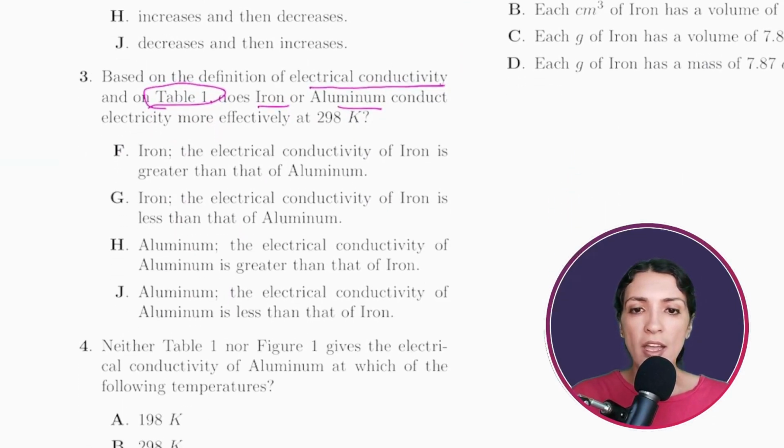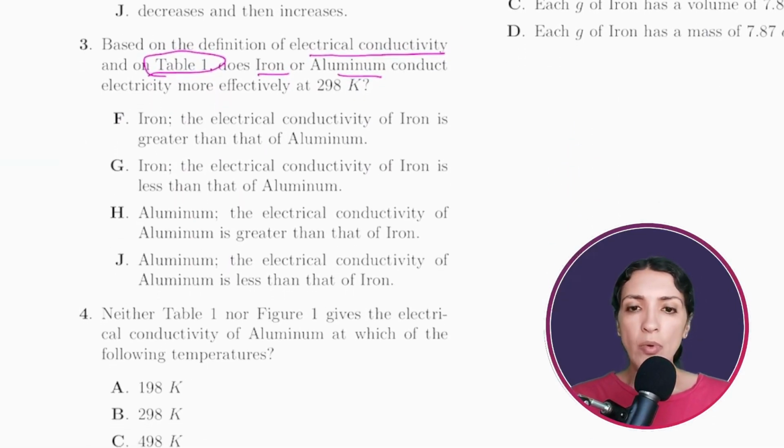Going back to the answer choices, we see that choice F and J have the wrong facts. So the answer is either G or H. Now, at this point, you would draw on your general science knowledge that a higher electrical conductivity means that you conduct electricity more effectively, and you would go with answer H.